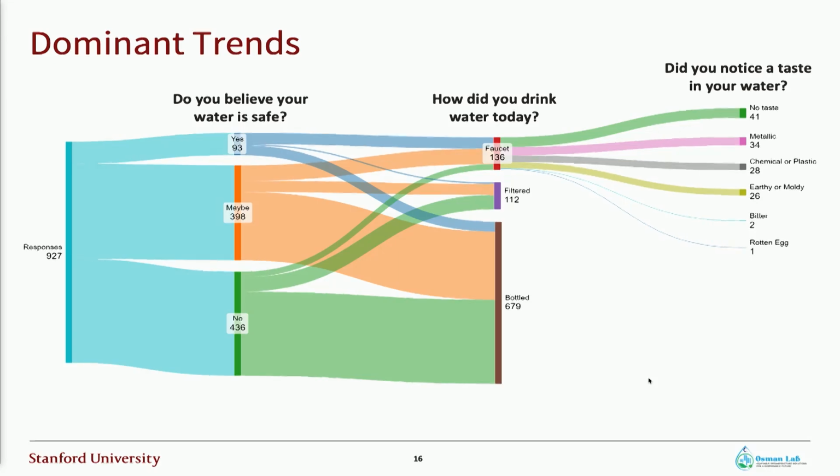And so the dominant trends that we see here are that most people are drinking bottled or filtered water or are not trusting that their water is safe. And for the people who are trusting that their water is safe, they're reporting that it has a metallic taste or that it has a chemical or plasticky taste or it's earthy and moldy. But they're drinking it because they're forced to.